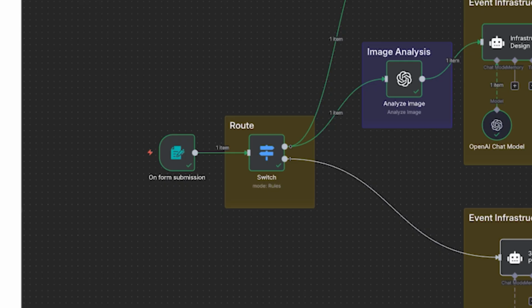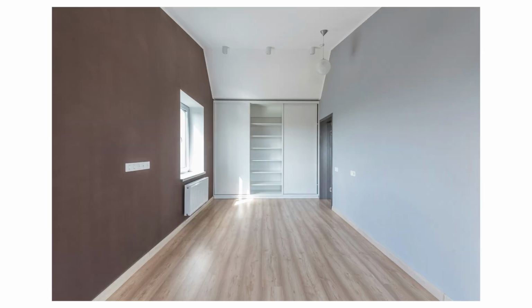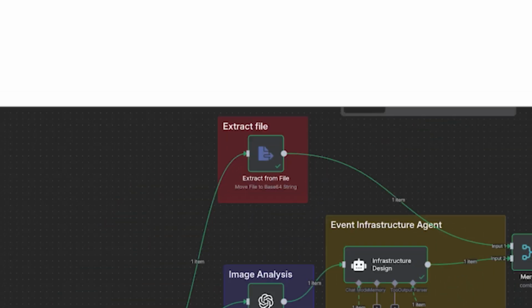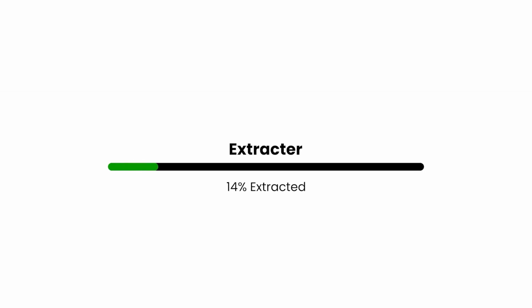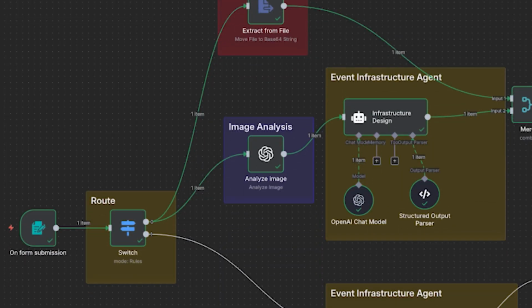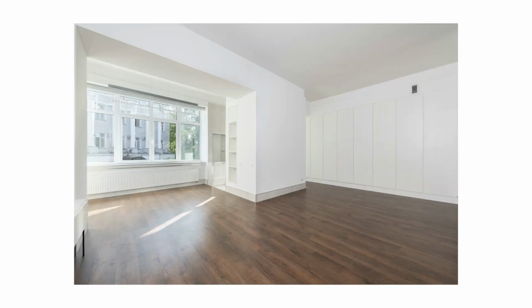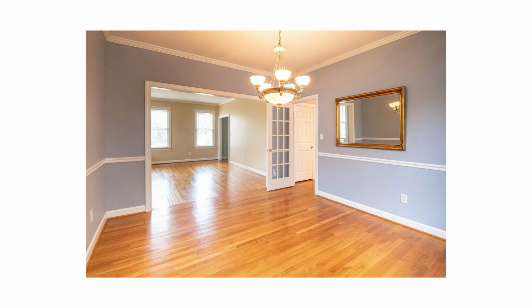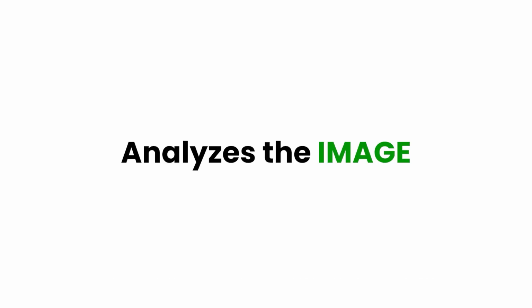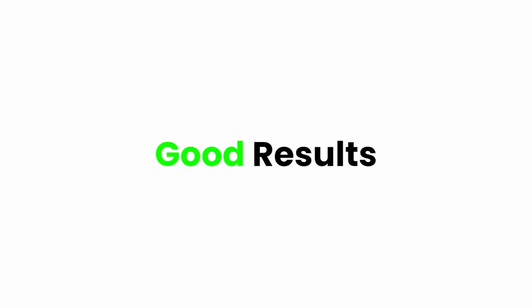Now, if files need to be extracted, like if the client uploaded a zip file with multiple images, the extract file node handles that. It unpacks everything and prepares it for processing. Next comes image analysis. This is where the system analyzes the uploaded building image. It's checking resolution, identifying the building type, detecting the angle of the photo, and understanding what's in the image. This analysis feeds into the next stage to generate better results.